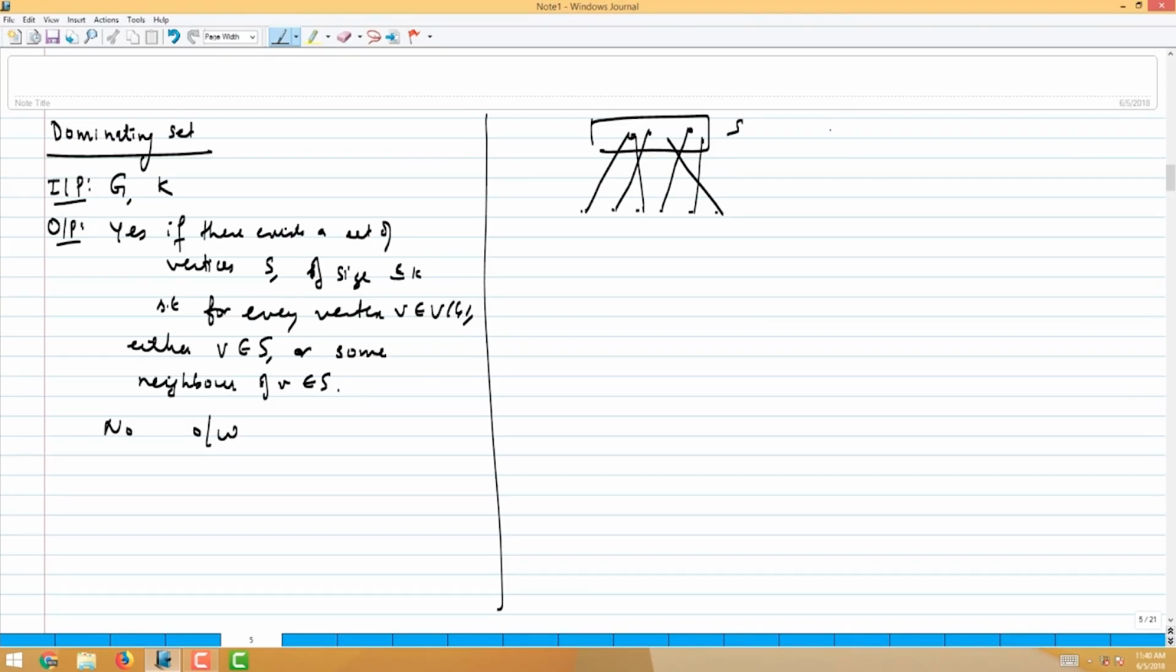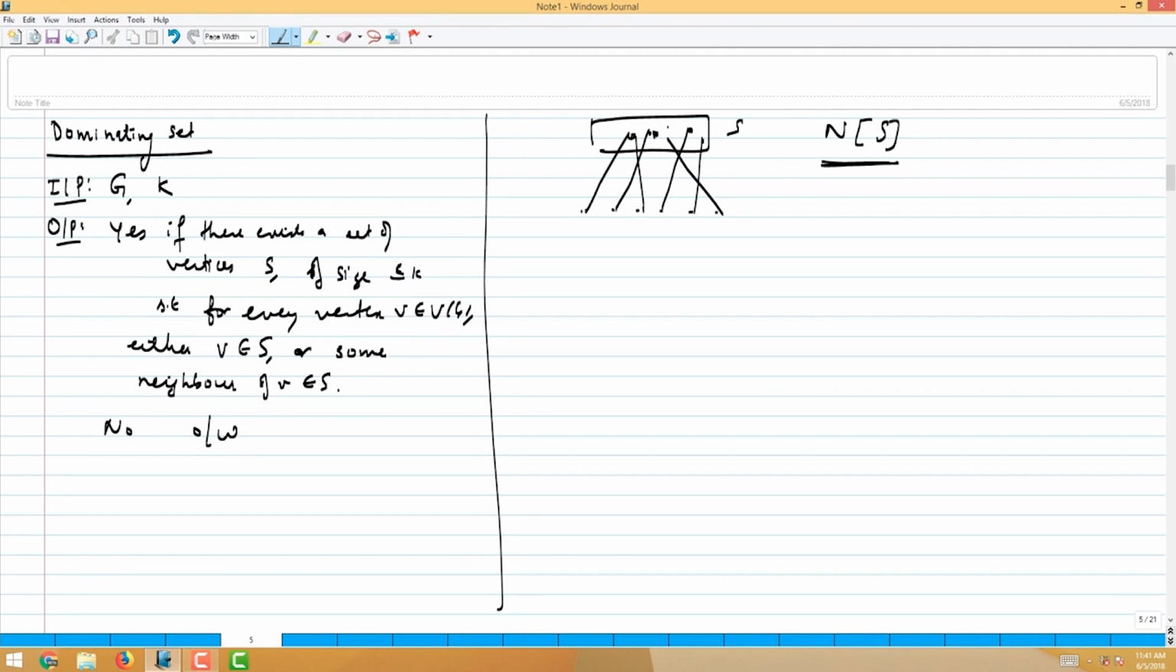Or in other words, you know this concept of a closed neighborhood of a set, right? The closed neighborhood of a set is nothing but the union of the neighborhoods of all the vertices in S, including S. So if S is a dominating set, what is the closed neighborhood of S? Look at any vertex in the graph, that has to be a neighbor of some vertex of S.